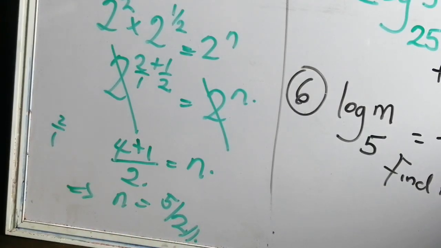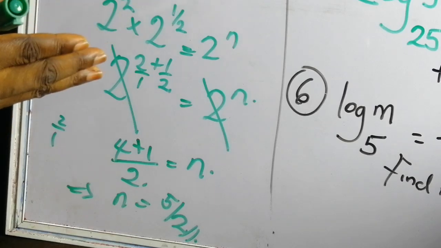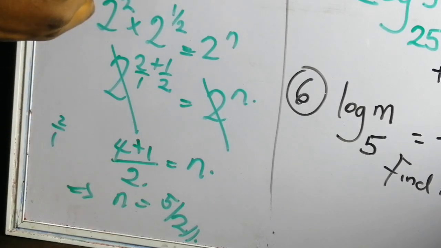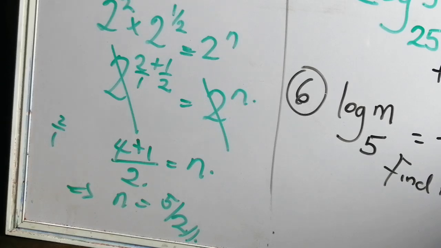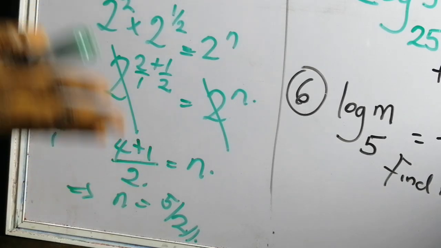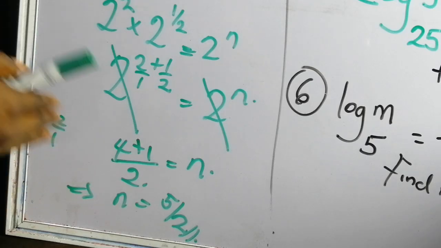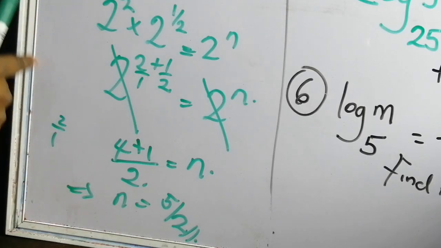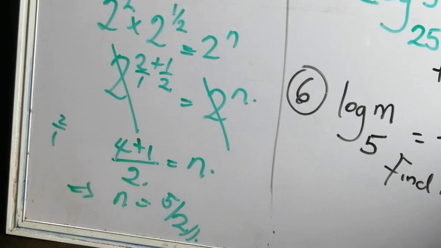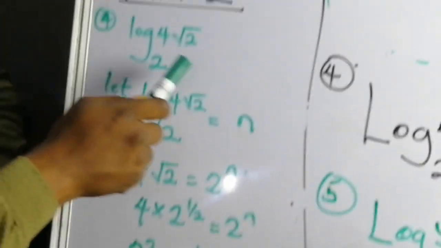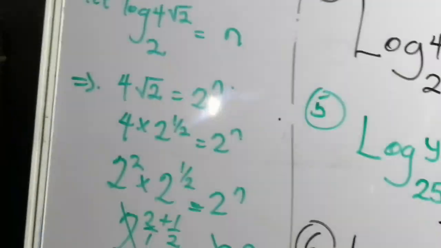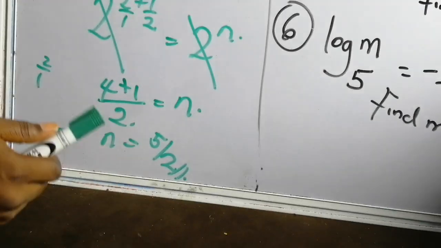So you can now conclude and tell the examiner, or if it's objective, just go straight to your answer and pick it. Or if it is theory, or something you need to show your work in class for your teacher to mark, if you're in SS1, SS2 or SS3, then you need to conclude and tell your teacher that therefore the value of log 4 root 2 base 2 is equal to what? 5 over 2. It's as simple as that.